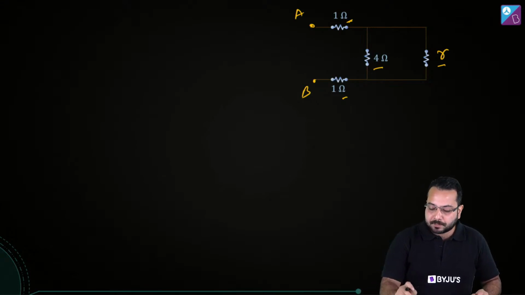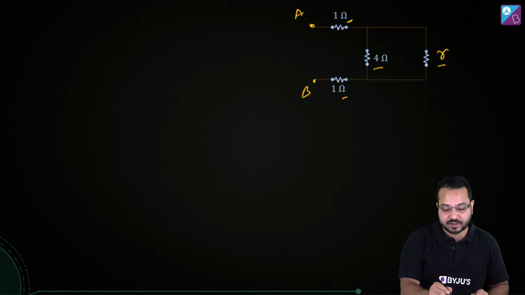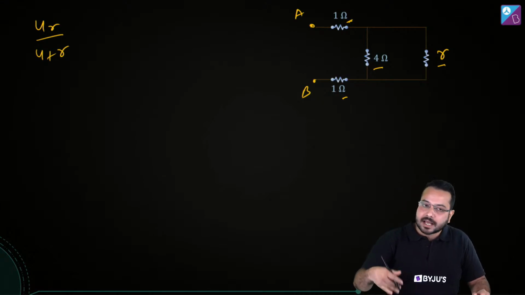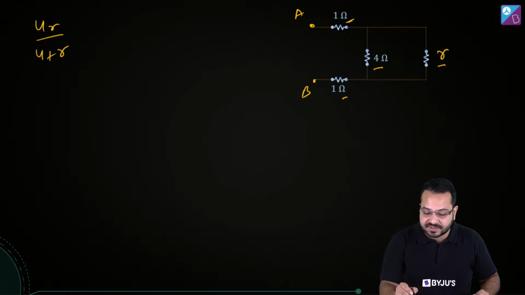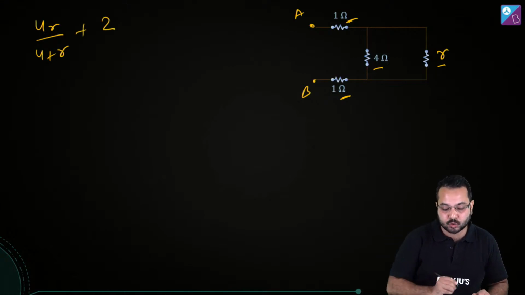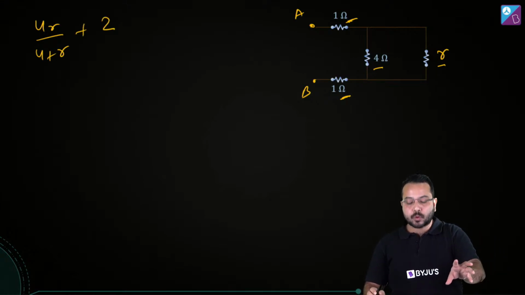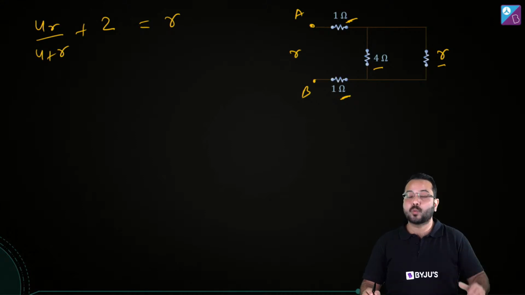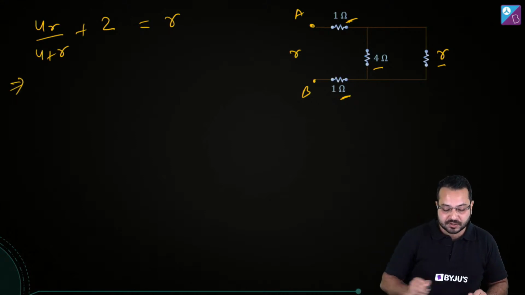The parallel combination of 4 and R is going to give me 4R divided by 4 plus R, R1 R2 upon R1 plus R2, correct? And that equivalent combination is in series with 1 ohm and 1 ohm. So this should be plus 2, and that is the equivalent resistance between A and B. And that equivalent resistance between A and B is also R. So here we have this equation. Let's quickly solve it.